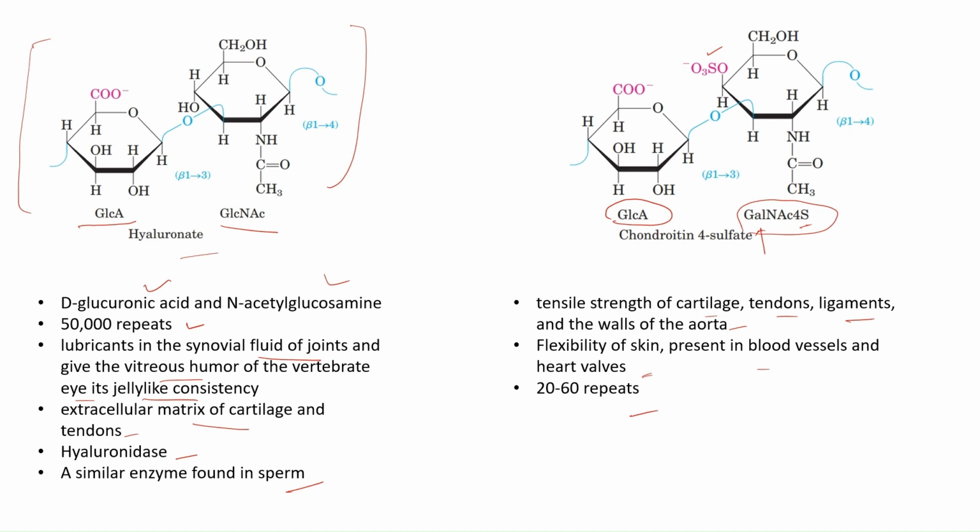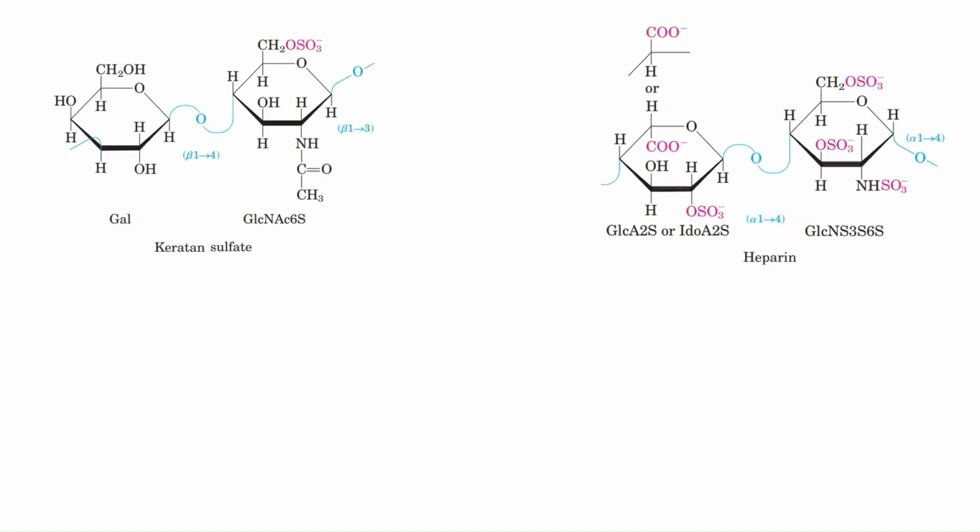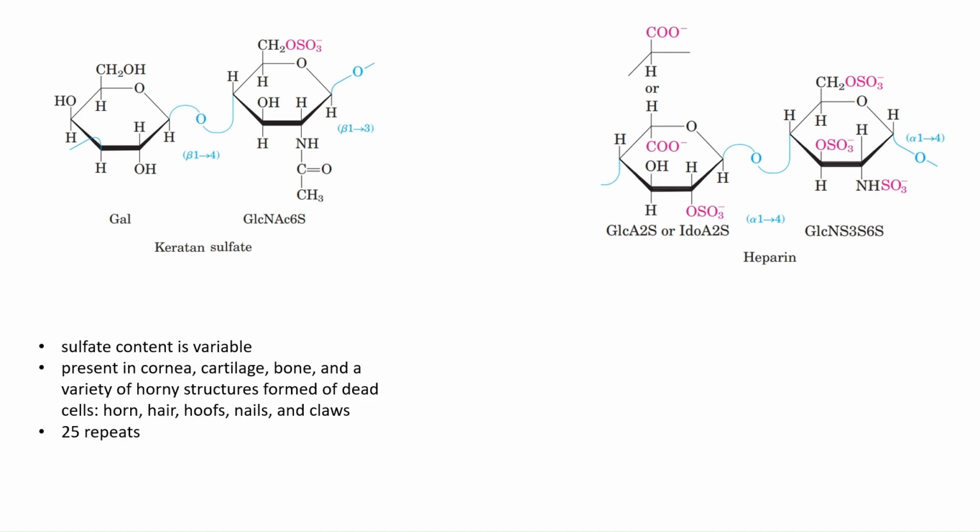Gal is for galactose, Glc is for glucose. So it is N-acetylgalactosamine 4-sulfate. That means in the fourth position, sulfate is present. Next is keratan sulfate. The repeating units are galactose and N-acetylglucosamine 6-sulfate. Sulfate in the sixth position. In case of keratan sulfate, the sulfate content is variable. These are found in cornea, cartilage, bone, and horny structures like horns, hair, hooves. As you all know, our nails and hair have keratin on the external surfaces. In this case, the disaccharide units are repeated 25 times.